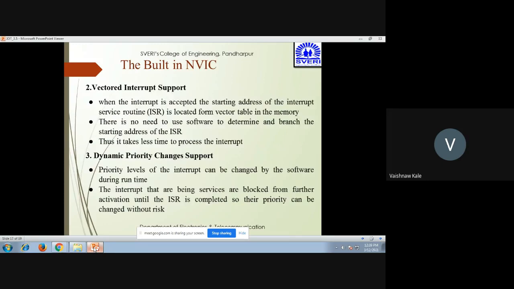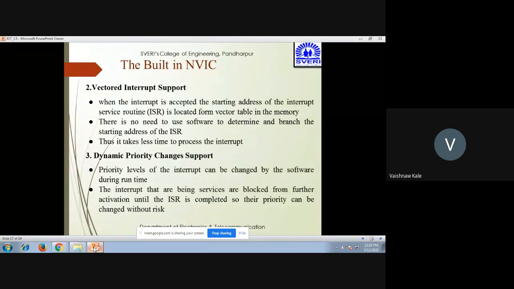When the interrupt is accepted, the starting address of the interrupt service routine is located from the vector table in the memory. There is no need to use software to determine and branch the starting address of the ISR, that is interrupt service routine. Thus, it takes less time to process the interrupt. Because of the ISR, it can take less time to process the interrupt.